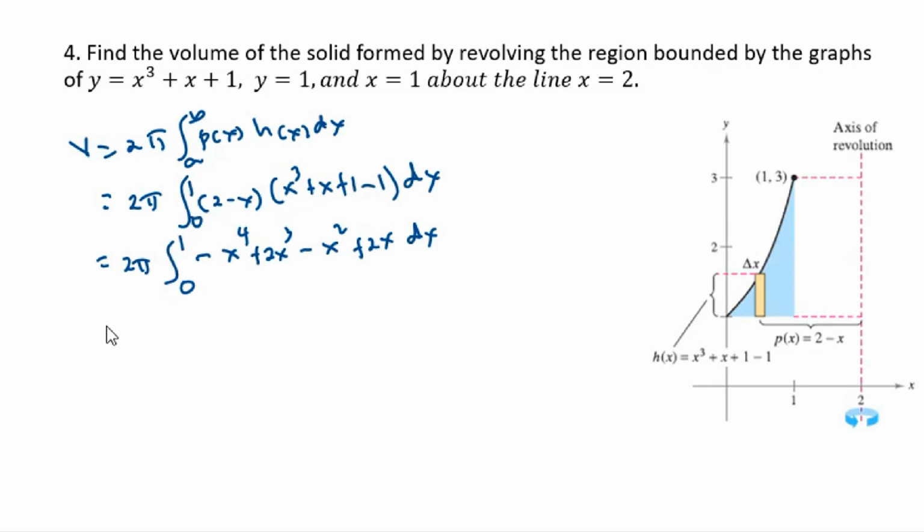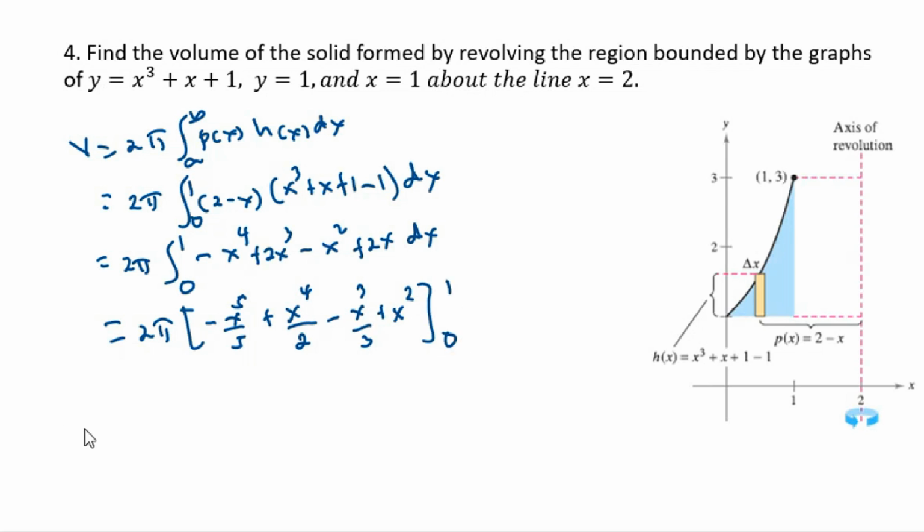Integrating this will give us 2 pi times negative x raised to 5 over 5, plus the integration of 2x cubed, which is 2 times x raised to 4 over 4, therefore x raised to 4 over 2, minus x cubed over 3, plus 2x squared over 2, which is just equal to x squared. And this will be evaluated from 0 to 1.